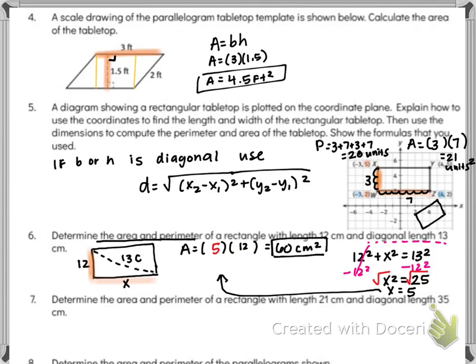Now, not only did they ask me for area, they also asked me for perimeter. So to find perimeter, we're just going to add the sides up. We have 12 plus 5 plus 12 plus 5, which is 34 centimeters.